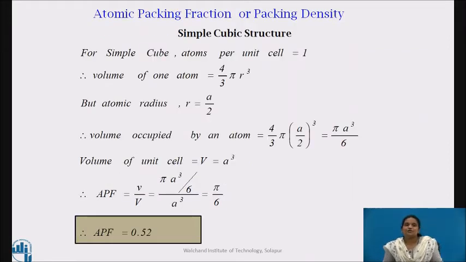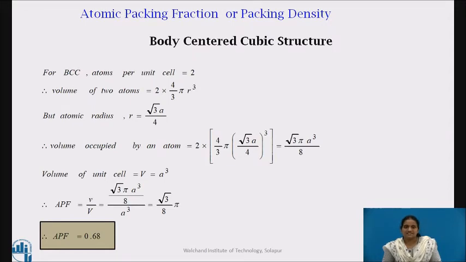Now let us see how to calculate the value of APF for simple cubic cell. So as we know that number of atoms per unit cell is equal to 1 and volume of spherical atom is 4 by 3 pi r cube. So after substituting the value and dividing the term by volume, that is a cube, the atomic packing fraction for SC is equal to pi by 6, which is equal to 0.52.